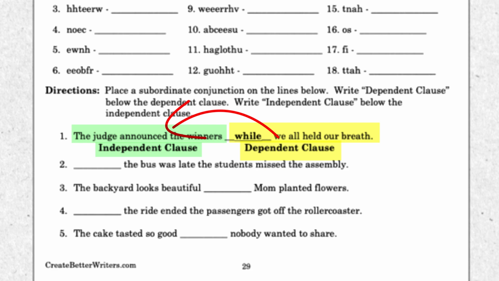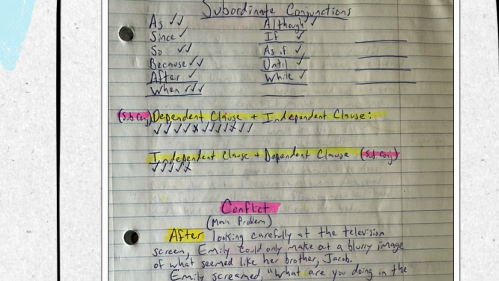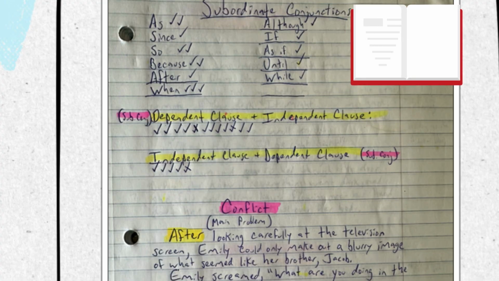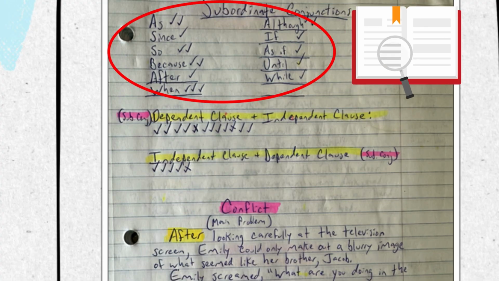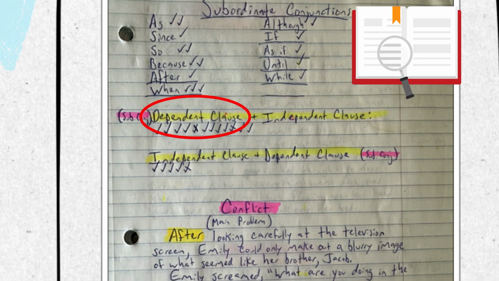So there'll be a dependent clause attached to an independent clause because it's the independent clause that completes the thought for the dependent clause. We talk about that, and then we go back to the literature book, and they've already found a bunch of subordinate conjunctions. So really, they found a whole bunch of dependent clauses because the subordinate conjunctions begin a dependent clause.